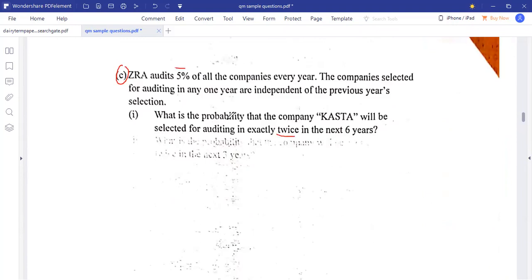Twice in 6 years, yes. So N is 6 and R is 2.